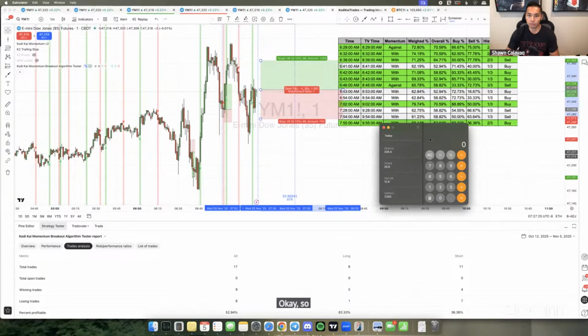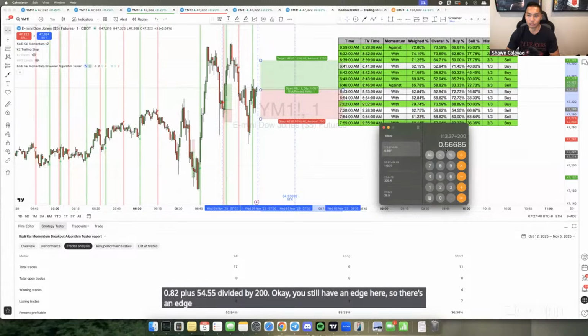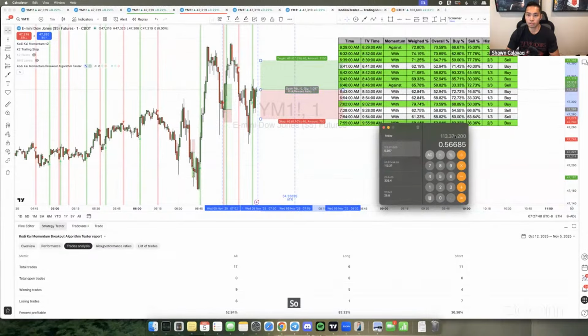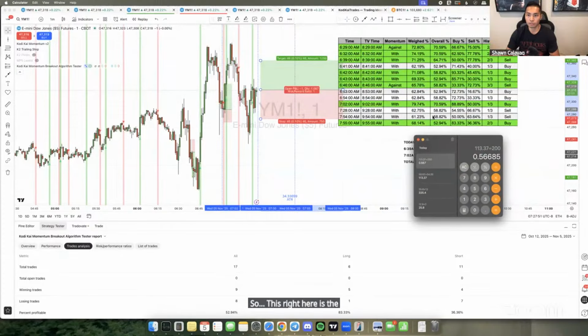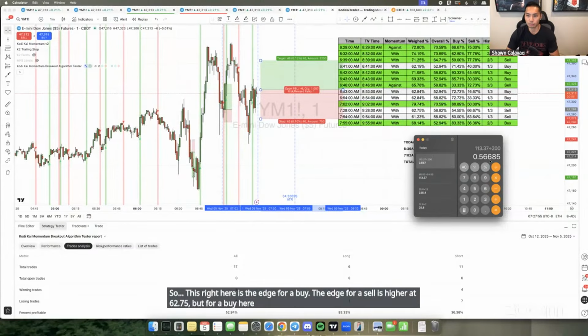Okay, so for 628 right here, it is overall 58.82 plus 54.55 divided by 200. Okay, you still have an edge here. So there's an edge, but it's not a very strong edge, right? It's a 56.68 edge, or 56.69 rounded up. So this right here is the edge for a buy. The edge for a sell is higher at 62.75, but for a buy here, it's at 56.69.